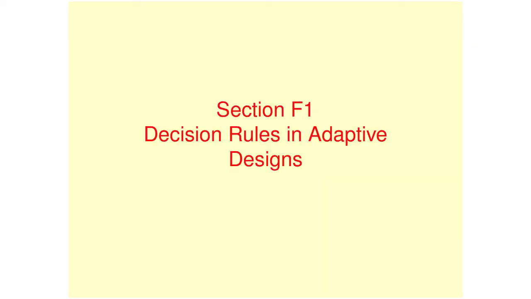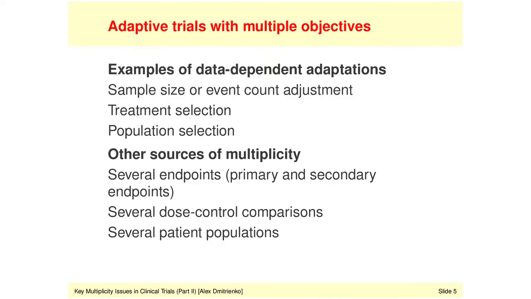Section F1, Decision Rules in Adaptive Designs. The general adaptive design framework, as you know, has attracted much attention in clinical trials over the past 15 to perhaps 20 years due to the appealing features of adaptive designs. Examples of data-driven adaptations that can be enabled in confirmatory trials are shown on the slide.